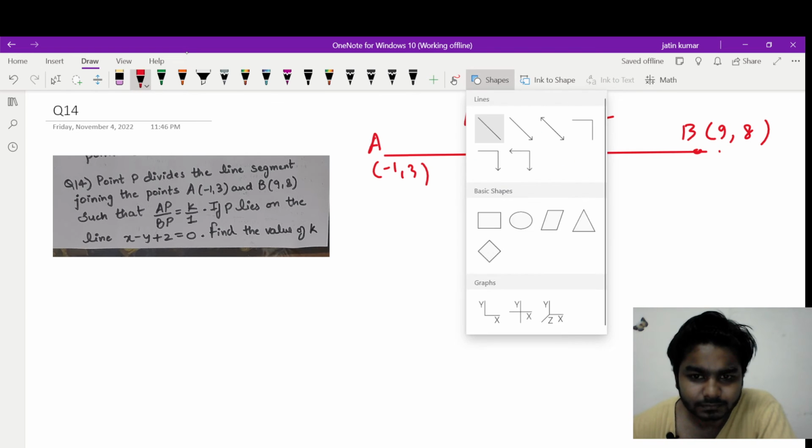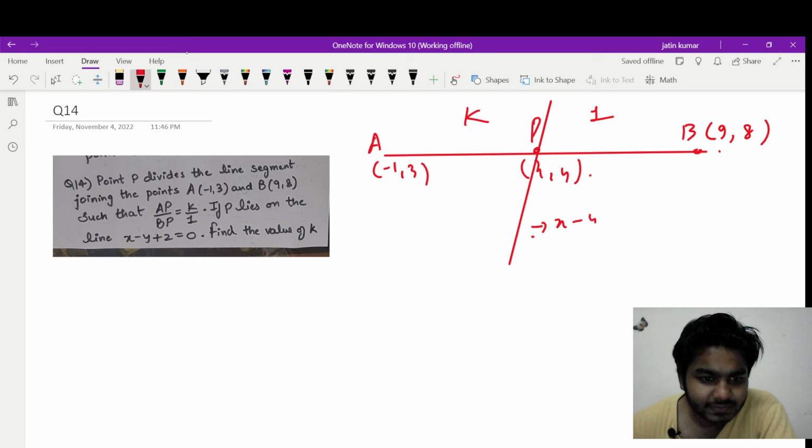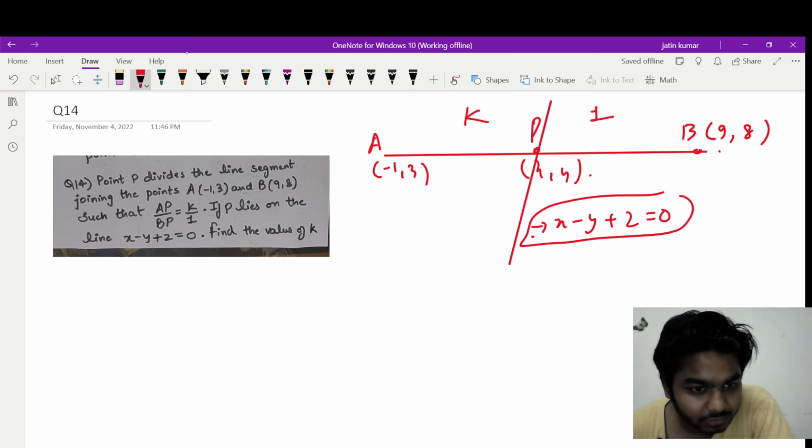Okay, this point also lies on a line, so this line is x minus y plus 2 is equal to 0. Okay, find the value of k. Now we need to find the value of k. Now from the section formula, can we get x comma y?